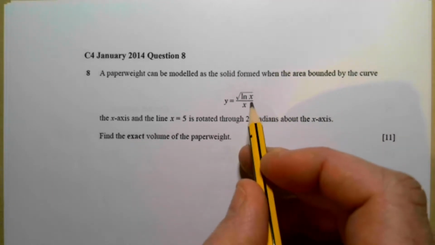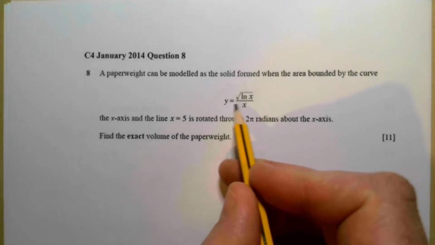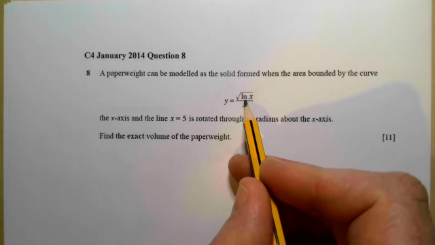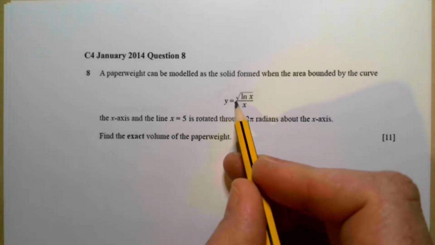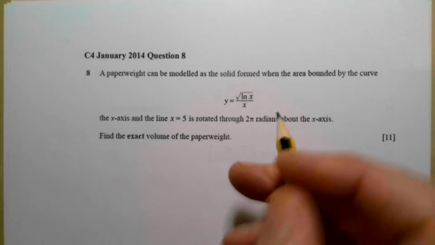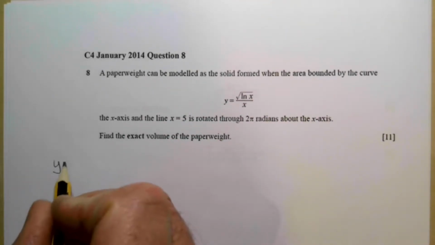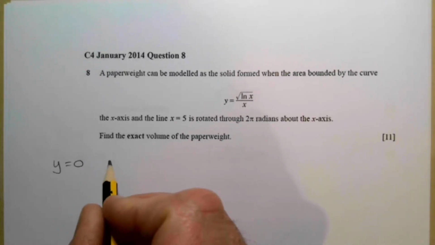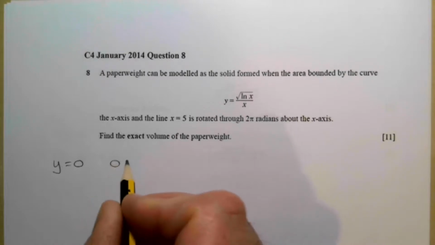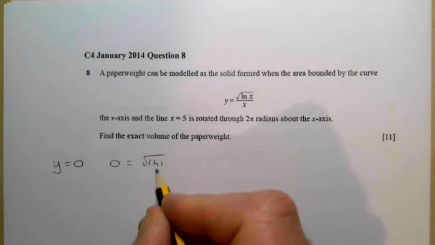We need to be careful here, and some people are going to miss this step. If you know what the graph of y equals ln x looks like, you need to be careful with this one. So we need to work out where this one actually crosses the x-axis. The first thing I'm going to do is work out where it crosses the x-axis, and you do that by putting y equal to 0. So if you put y equal to 0, you're going to get 0 equal to root ln x.